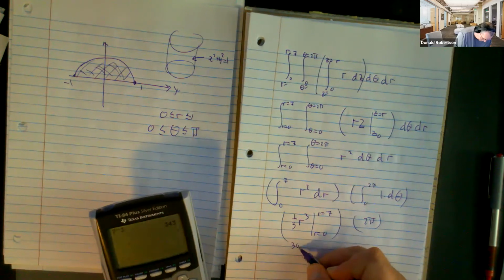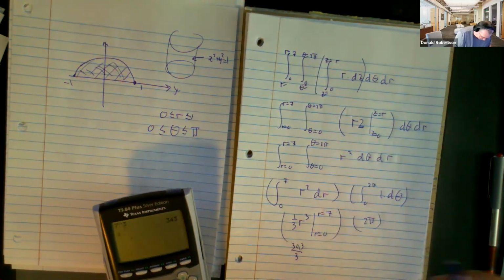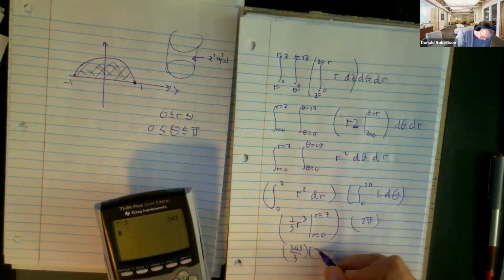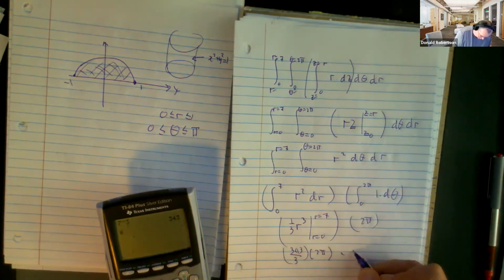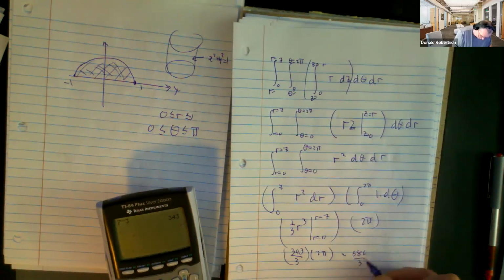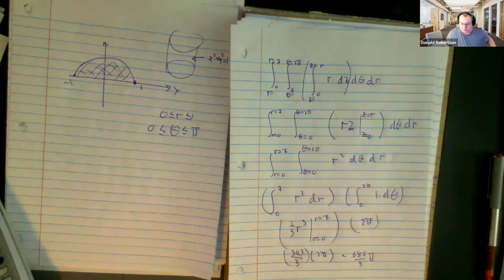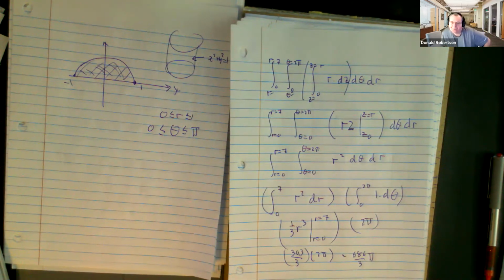343 thirds, take away nothing, times 2 pi, 686 thirds with a pi, and it's right, so that's good. So it's not a big leap, is it? Isn't it kind of sort of what you've been doing anyway?